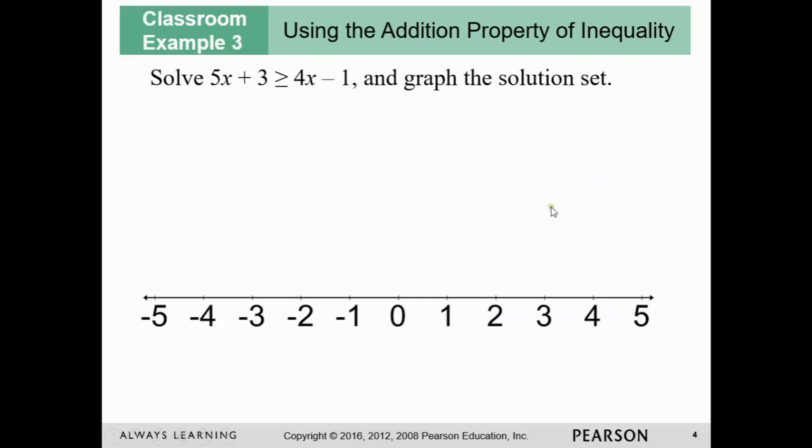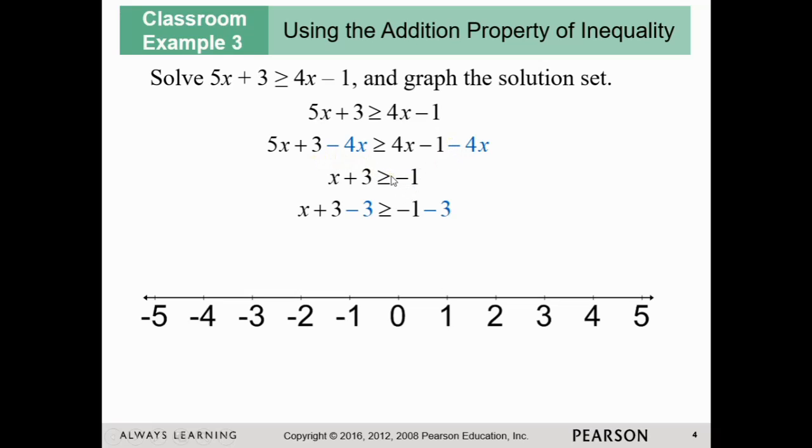So when we're using the addition property to solve an inequality, we do it pretty much just like an equation, by combining like terms, isolating the x variable, and all those things that we normally do. So here we have our inequality. First thing we're going to do is subtract 4x from both sides. And then we will subtract 3 from both sides. And we end up with our inequality here.